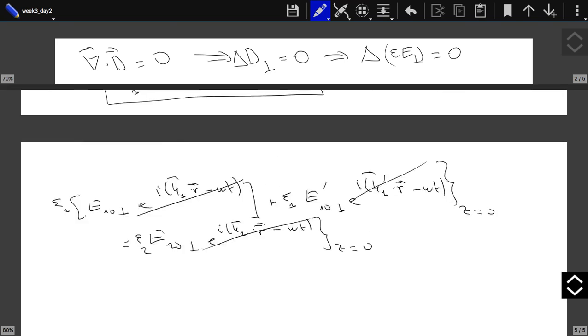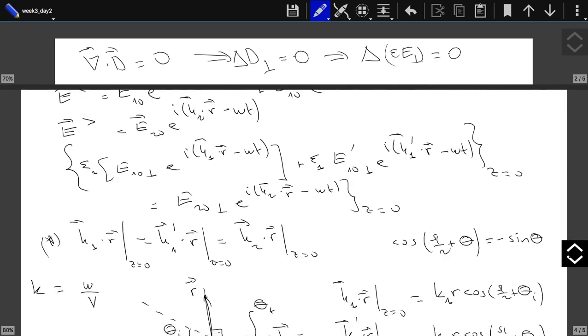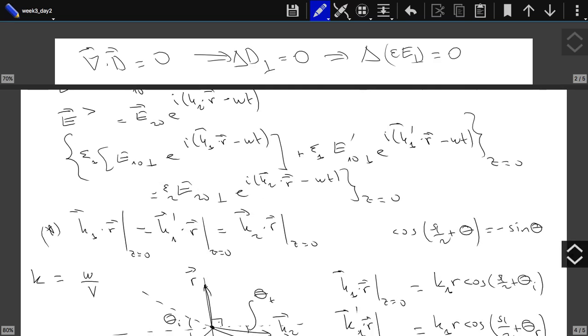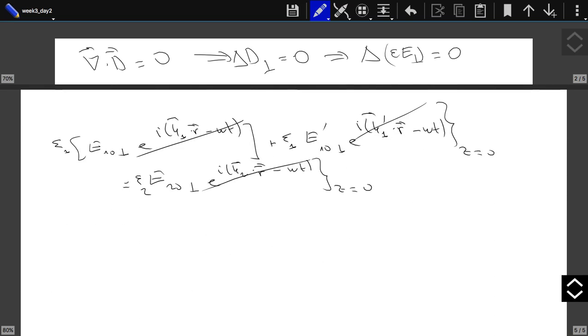Yes, here we have an epsilon 2. Let me also correct it over here. Or let's just rewrite it: epsilon 1 times E10 perpendicular. This should be equal to epsilon 1 times E10 prime. The perpendicular components are not equal to plus. This should be equal to epsilon 2 times E20, the perpendicular component.